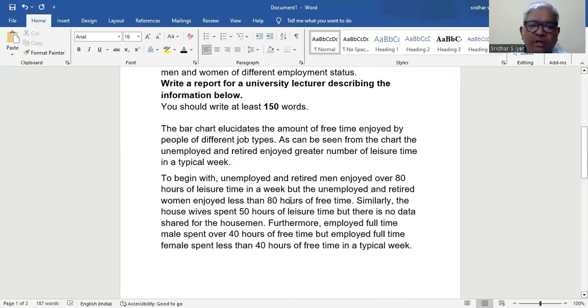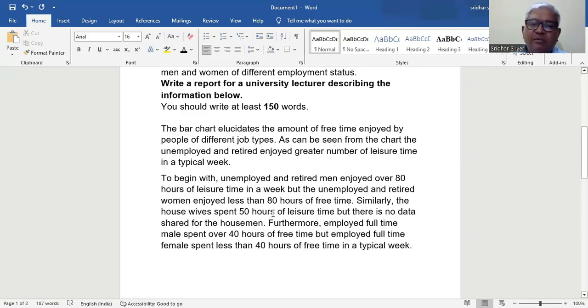Now, if you want to give the approximate value, you can also say like 81, 82 or anything like that. But I do not see that there is a necessity to give any proper value because I don't see any proper value. It's only over or below or things like that.